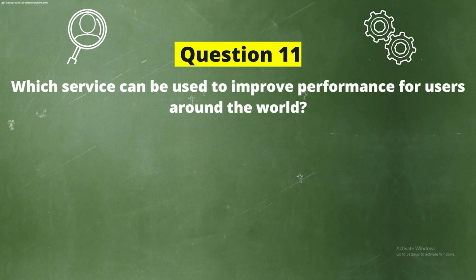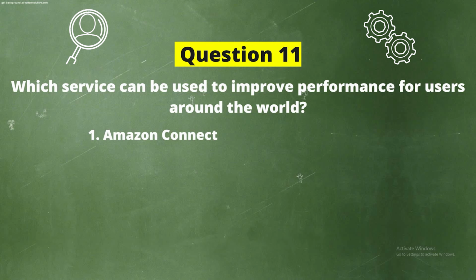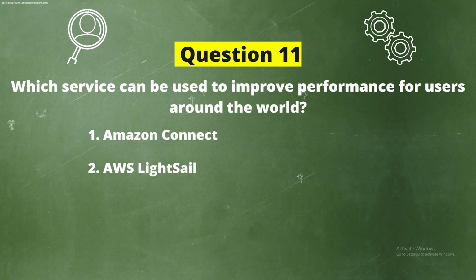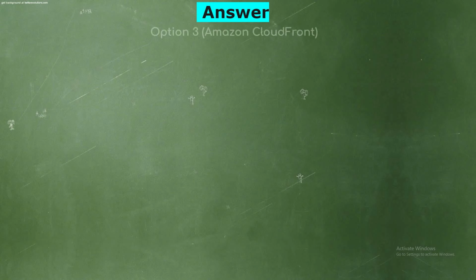Question 11. Which service can be used to improve performance for users around the world? Now, the options are: Option 1. Amazon Connect. Option 2. AWS Lightsail. Option 3. Amazon CloudFront. Option 4. Amazon ElastiCache. And the correct answer is Option 3.